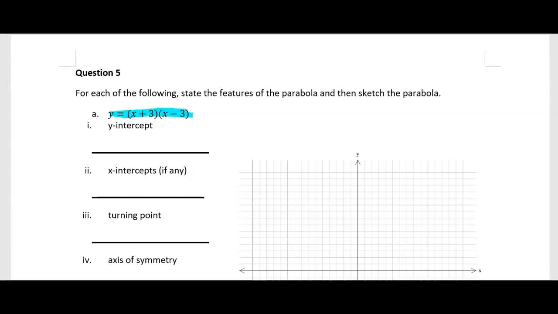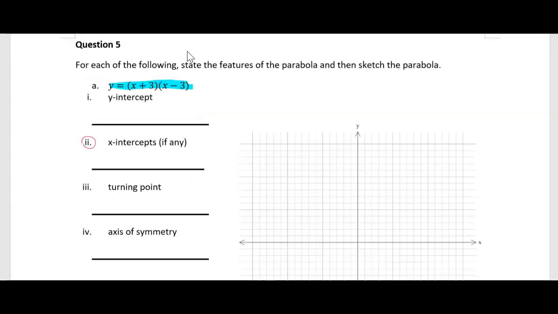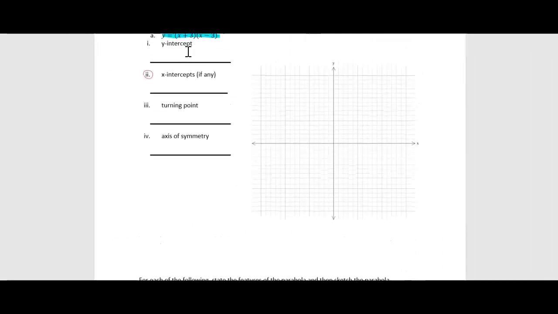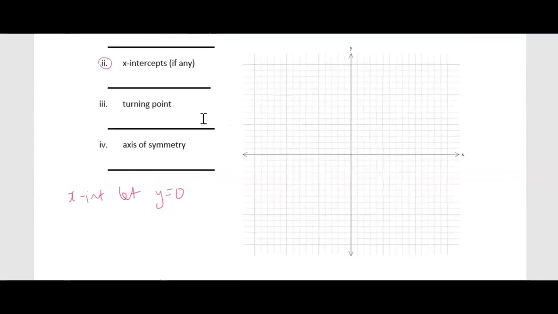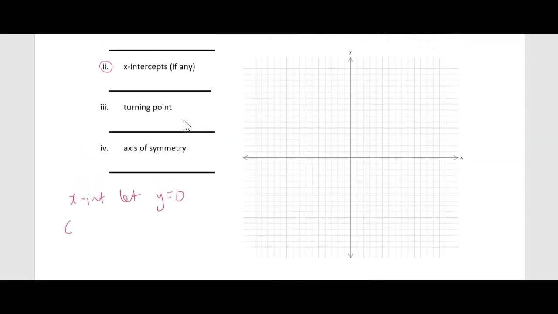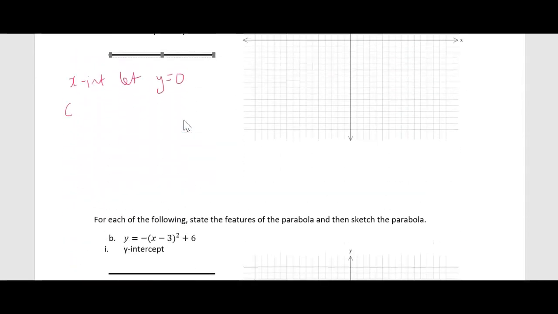So this means we can see straight away what the x-intercepts are. So when we're doing your x-intercepts, we're going to let y equal 0. With our equation, x plus 3, x minus 3, we're going to have x plus 3 is equal to 0 and x minus 3 is equal to 0. We probably don't need brackets, so let's get rid of them.